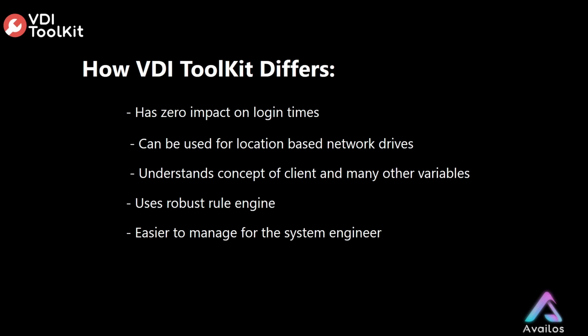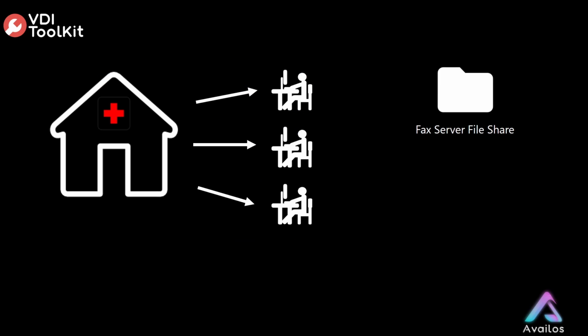It also uses a robust rules engine that fully understands the concept of a client and many other variables within your virtual desktop environment, such as user, virtual desktop host name, and client, to name a few. This all makes for much easier management by system engineers within your organization. So why is all this important, and why do we need this flexibility with network drives? Let's give an example. Please note this is just a limited example of the need for such flexibility and is not all-encompassing, as there are so many more use cases.